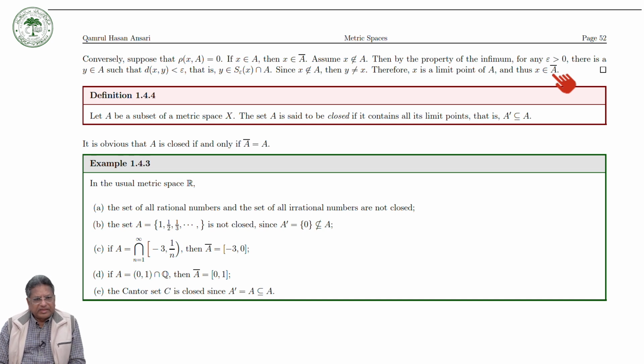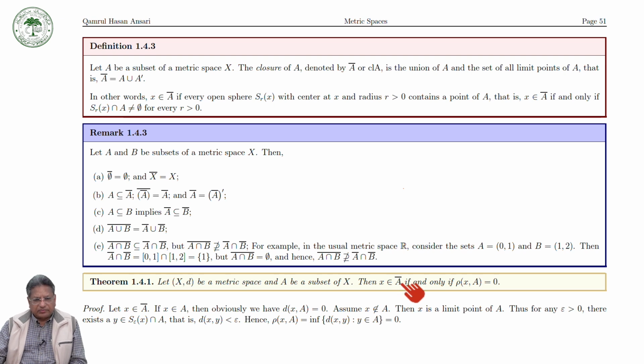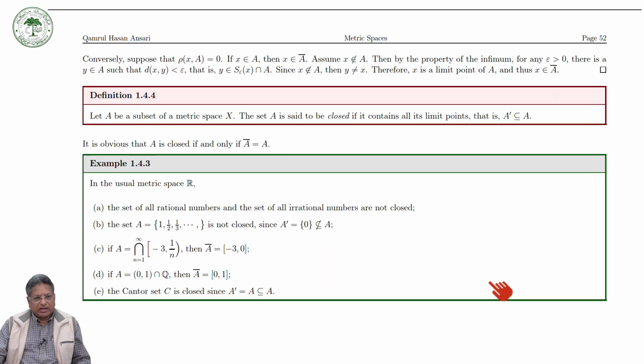Now, instead of writing this, we will see that this must be the closure of A. We can later replace this closure of A by a closed set, but we cannot say that x is in A if and only if rho(x, A) is equal to 0. This we cannot say. Now, before coming to the other results, let us define the closed set.